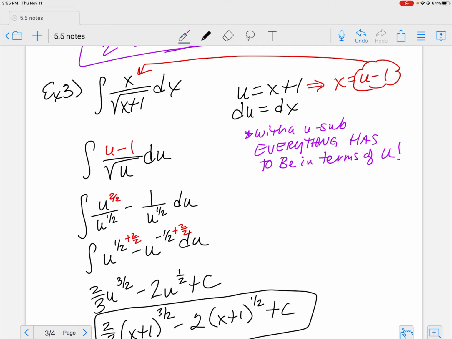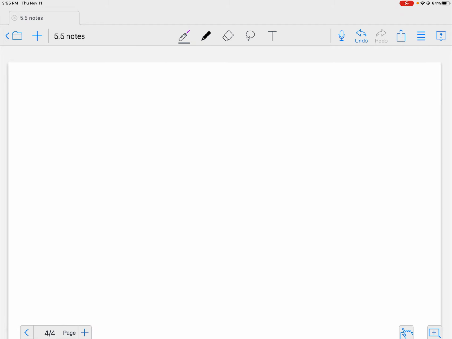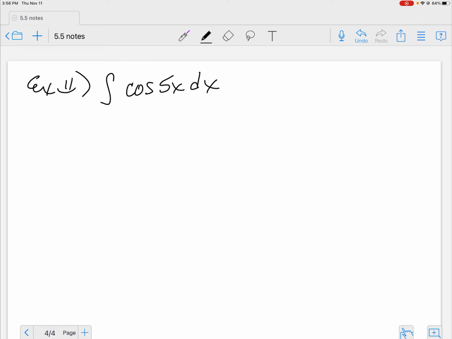Okay. All right, check this out. Here is an example. I'm going to just call it smiley face because I want you to see what's going on here. Cosine 5x dx. All right? What's my inside part? It will be that 5x, right? So u here is equal to 5x.